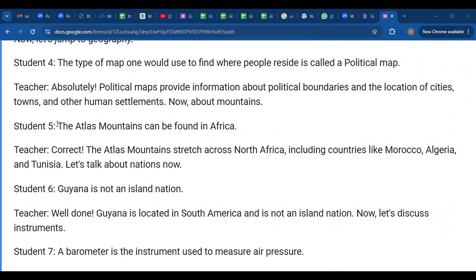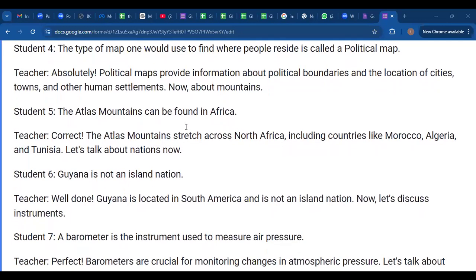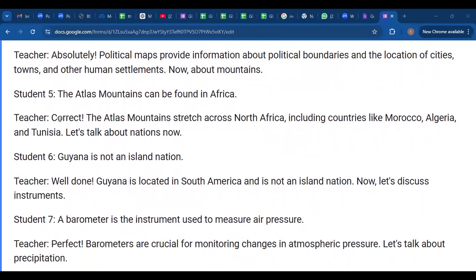Sorry. Continue. The Atlas Mountains can be found in Africa. Correct. The Atlas Mountains stretch across North Africa, including countries like Morocco, Algeria, and Tunisia. Let's talk about nations now.